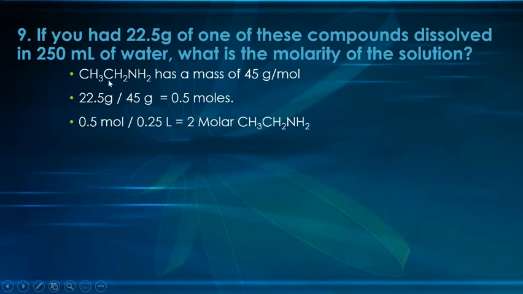So CH3, CH2, NH: 12 plus 3, 12 plus 2, 14 plus 2 is 45. Then they give you 22 and a half. Well, that's half of 45. So you have half a mole of this molecule. And then if you take half a mole and divide it by a fourth of a mole, 50 divided by 25 is 2. So it's a 2 molar solution.